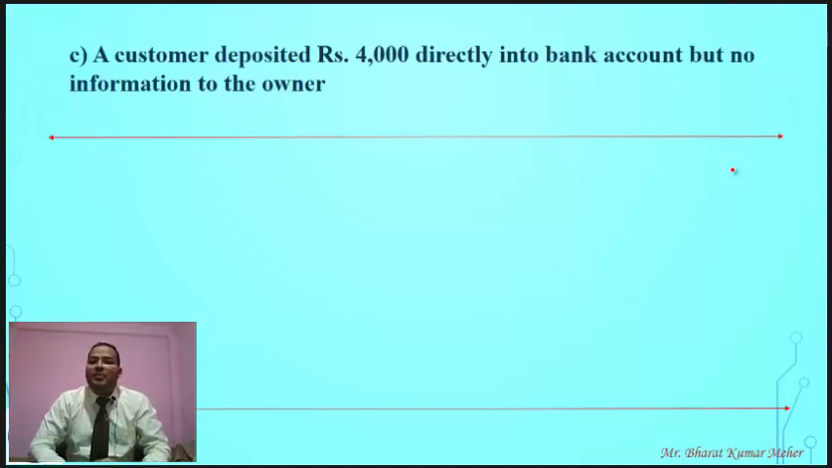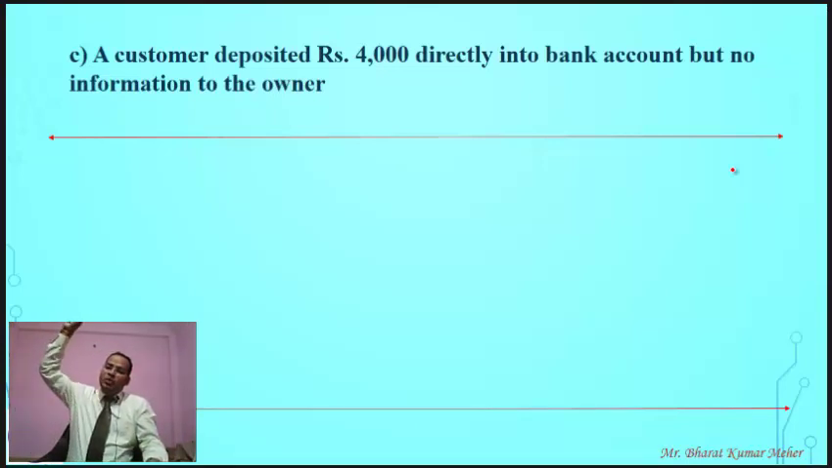C point, a customer deposited rupees 4,000 directly into bank account but no information to the owner. So what does it mean? It means that a customer has deposited directly into your passbook, but you don't have information about it. It means that you did not mention it in your cash book. So what is the position? The position is that if directly deposited in the bank account, your bank account is more as per the passbook, because the bank is having the information about it, but you don't have the information about it. Fine.